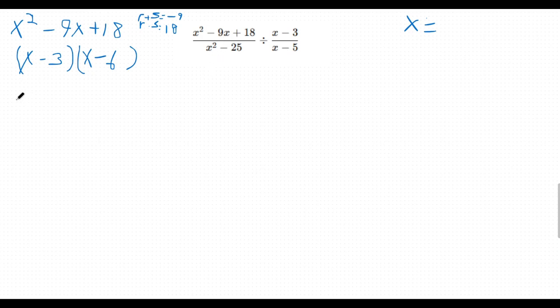Now we're going to solve for this bottom one here. Let's see, x squared minus 25. We have another difference of squares. We can factor this as, what is it? It's x plus, and it's x minus. Do you remember how to factor a difference of squares? It's the square root of each term, x plus 5, x minus 5.